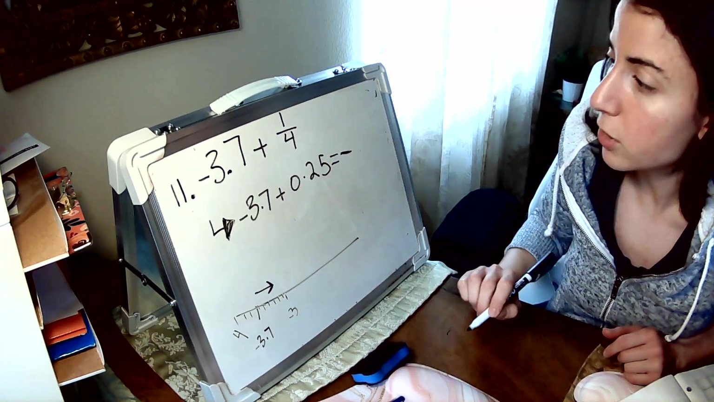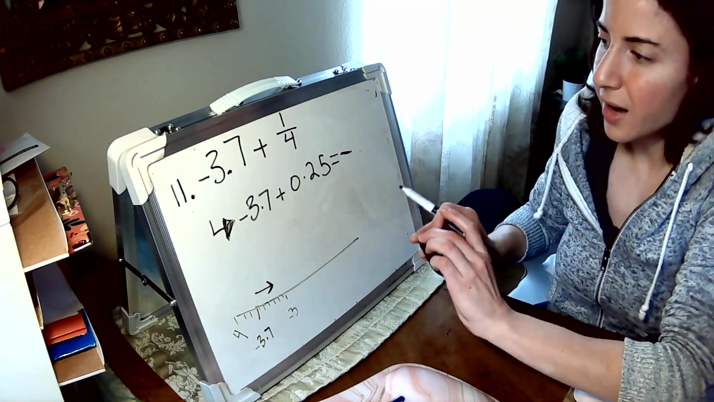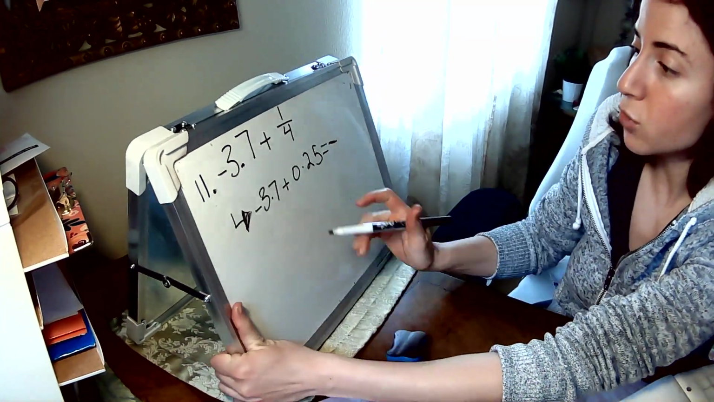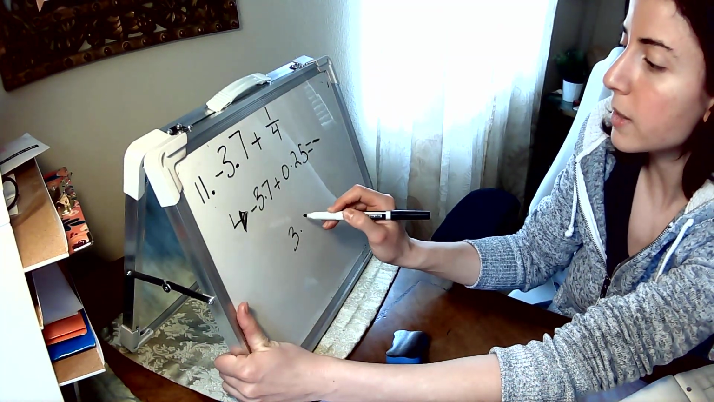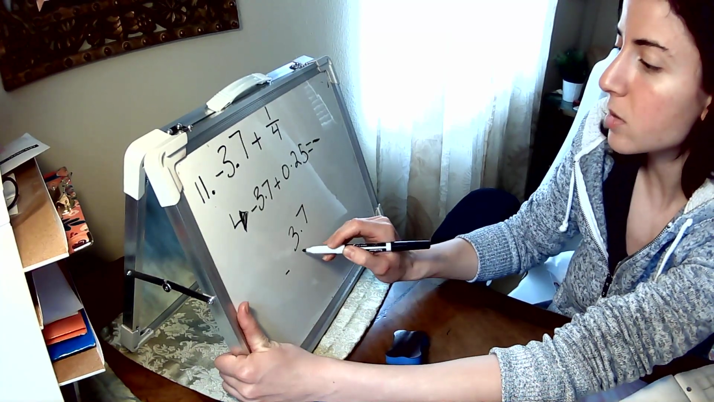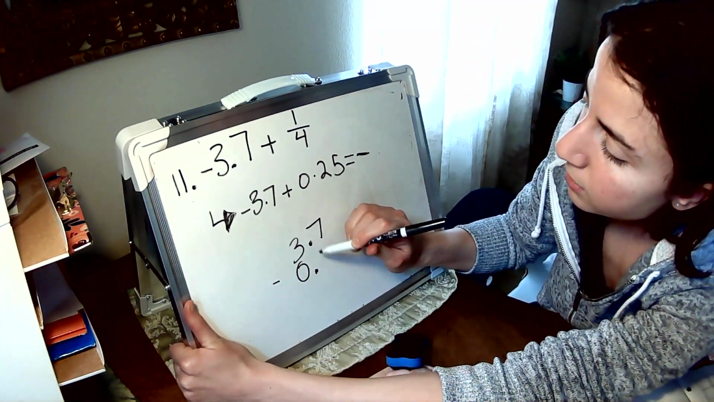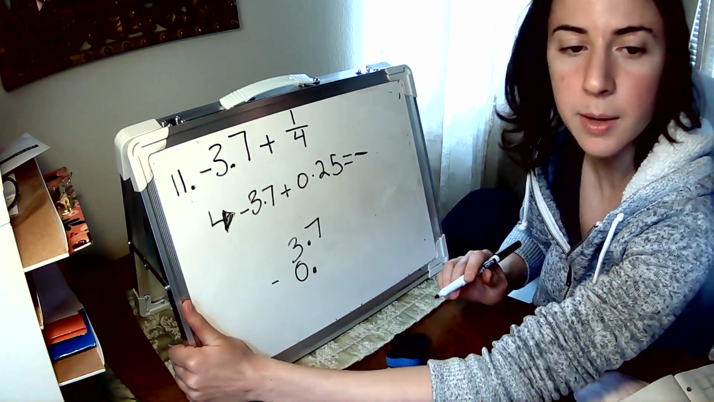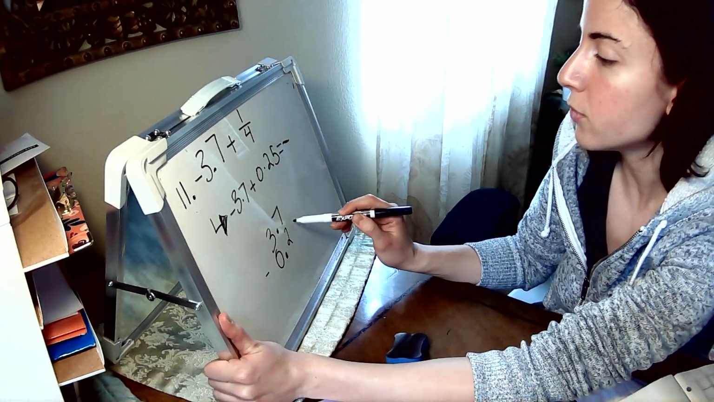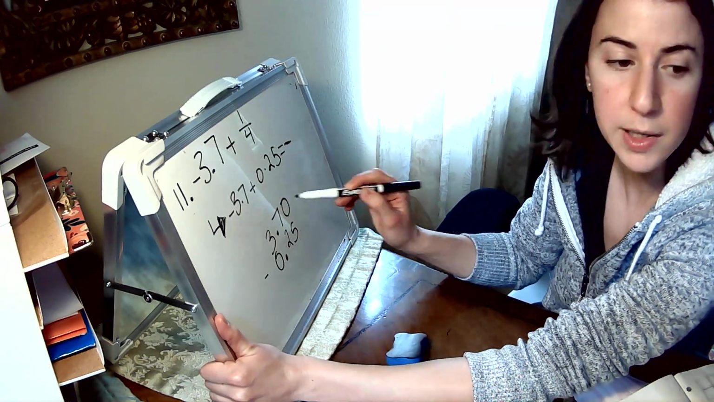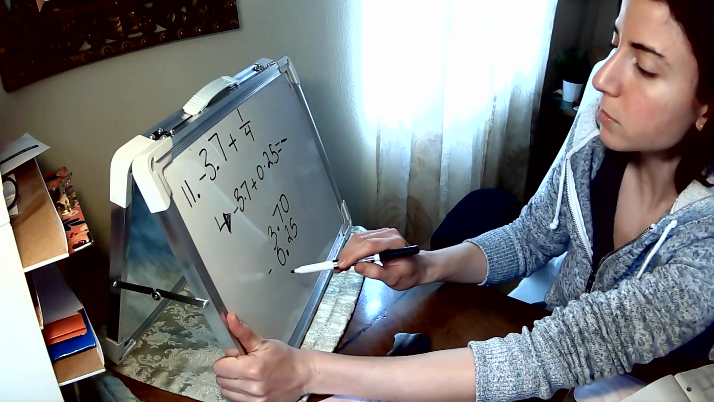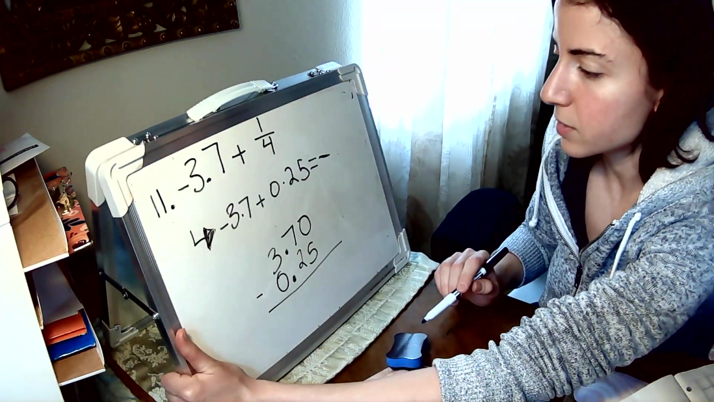We know that for sure. And then we just go ahead and subtract. I'm just going to subtract 3.7 minus 0.25. Always line up the decimal points, always, or else you'll get a different answer, okay? Put a 0 in the blank spaces, okay? We go ahead and subtract.